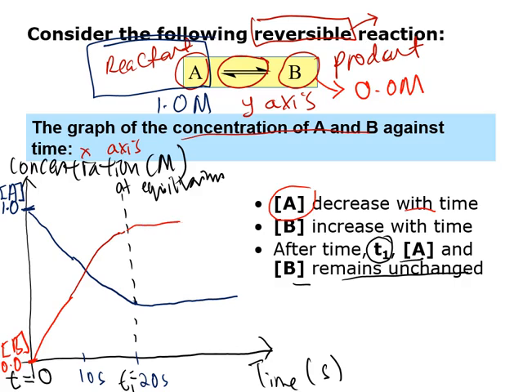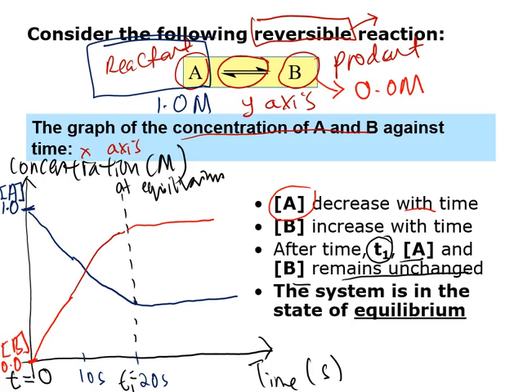Remain unchanged. So, biarlah dia berapa lama pun, 30 saat, 40 saat, 50 saat, 60 saat. Kenapa concentration tak berubah selepas 20 saat, 30 saat, 40 saat, 50 saat? Sebab dia dah achieve equilibrium. The system is in the state of equilibrium after T1. Why? Because the concentration of A and B remain unchanged. Concentration dia kekal pada satu nilai sahaja, dah tak berubah. Tapi tindak balas tidak stop. The reaction still takes place but the concentration remains unchanged.